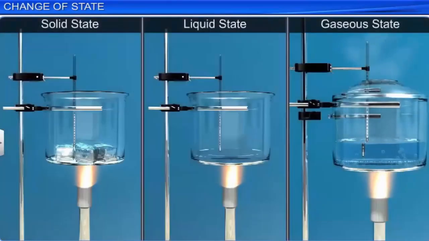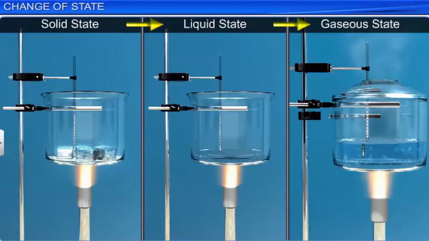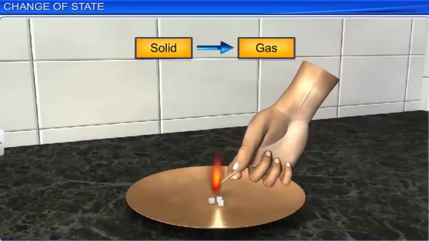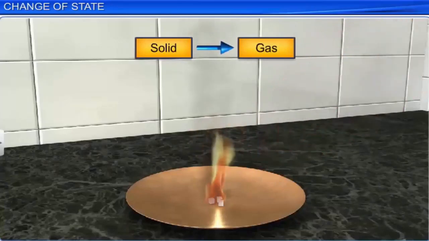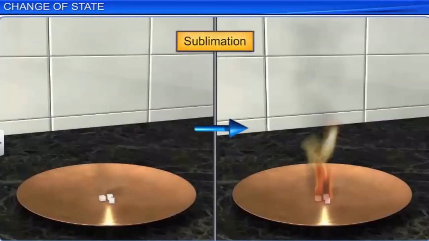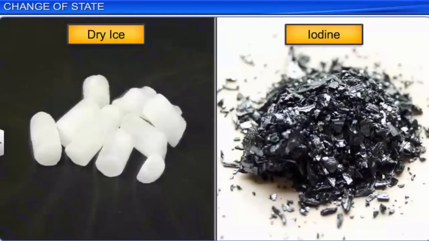Usually, on heating, substances change from solid to liquid and then from liquid to gaseous state. There are certain substances which change from the solid to gaseous state directly. This phenomenon of changing directly from the solid to gaseous state is called sublimation. Dry ice and iodine are some examples of such substances.